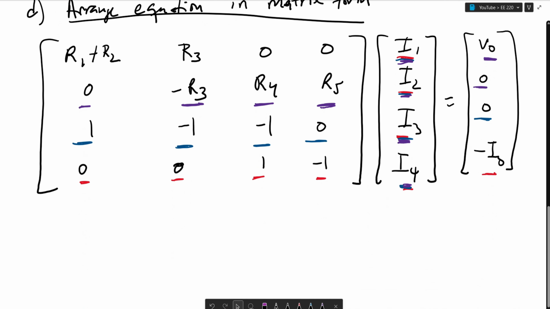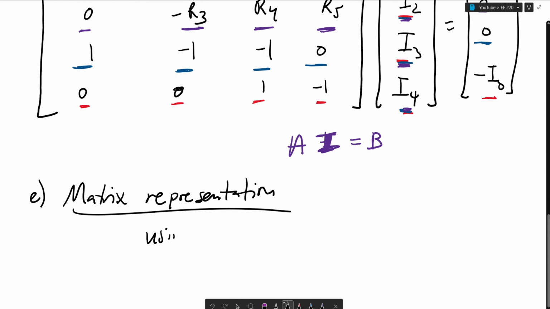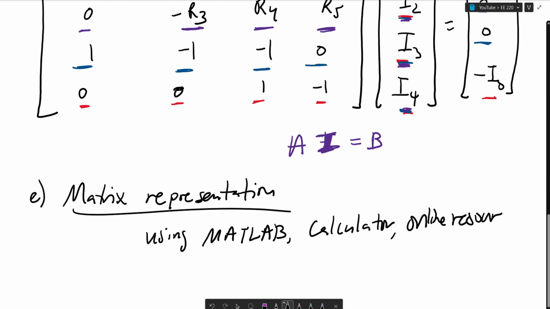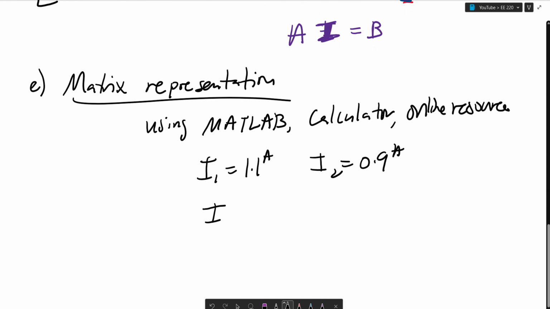And you get a matrix form. A times the identity matrix is equal to B. And you could solve for this matrix using, and this is part E, matrix representation. You can solve for this using maybe MATLAB or a calculator or any online resource that solves matrices. And you get that I1 is equal to 1.1 amps, I2 is equal to 0.9 amps, I3 is equal to 0.2 amps, and I4 is equal to 1 amp.